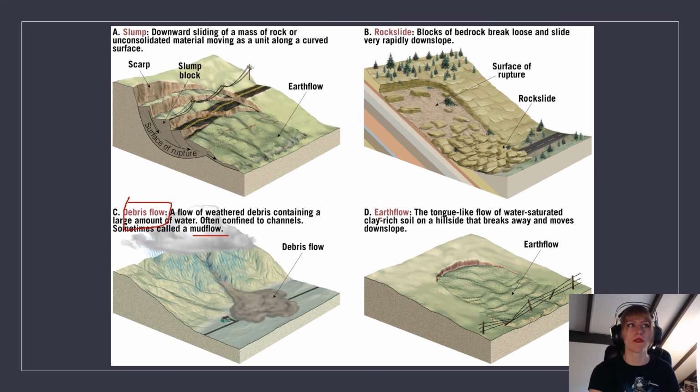Okay, and then we have earth flows. An earth flow is a tongue-like flow of water-saturated clay-rich soil on a hillside that breaks away and moves downslope. So this is different from a mud flow or a debris flow. Debris flows will have large amounts of water.